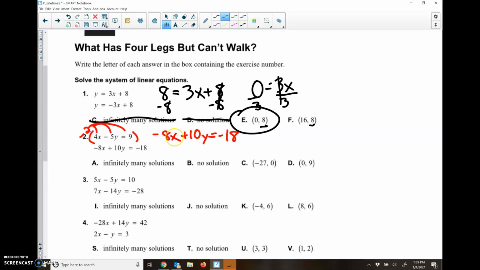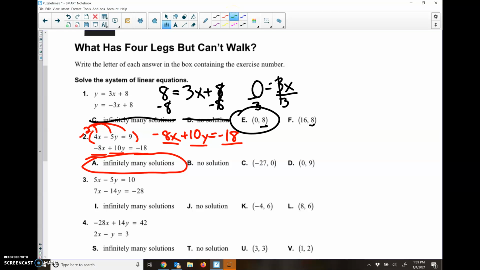So now if I look at it, I have a negative 8x and a negative 8x. That's the same. Positive 10y, that's the same. Negative 18, that is the same. Everything is the same. So it's going to be infinitely many solutions.